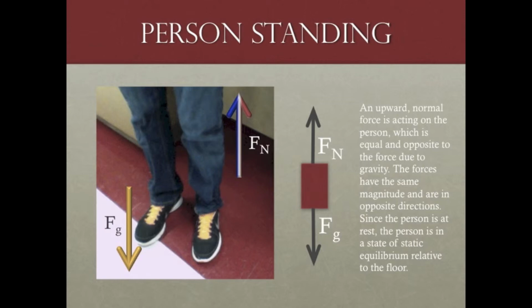An upward force called the normal force is acting on this person. It is equal and opposite to the force due to gravity. Therefore, the person is in a state of equilibrium, and since he is still, or at rest, he is in a state of static equilibrium.